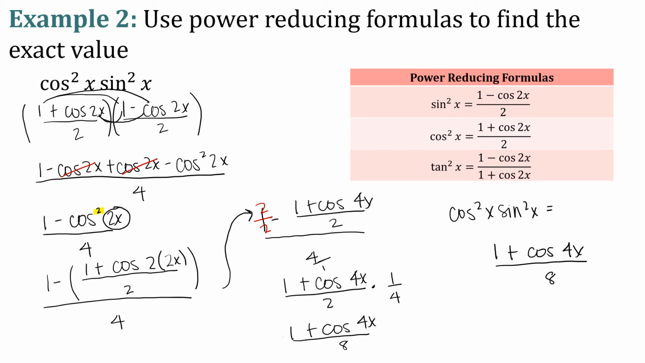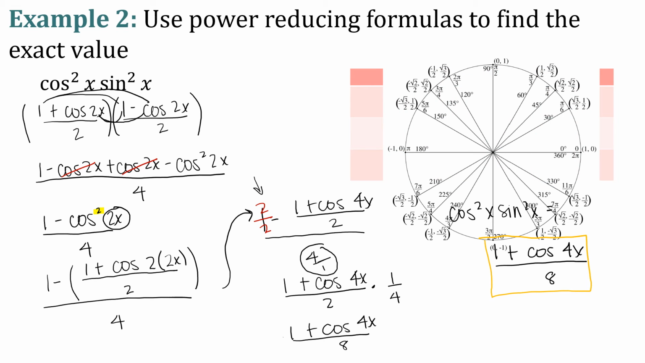Once again, right here, this was a 1. We changed it to 2 over 2, so we have common denominators. 2 minus 1 is 1. And then we took this denominator here and we flipped it so we wouldn't have a fraction inside of a fraction anymore. So this is our final answer here. Okay, so that's using power reducing formulas.